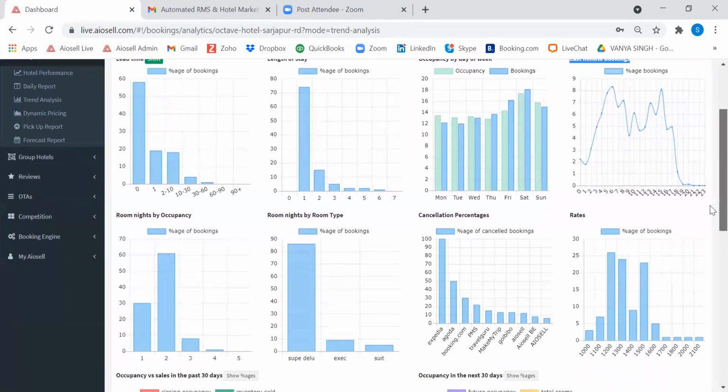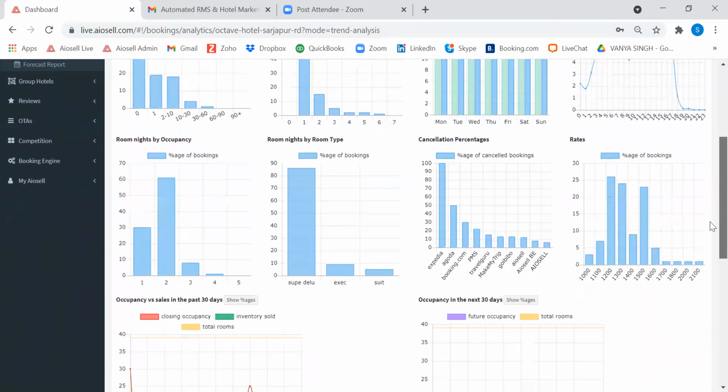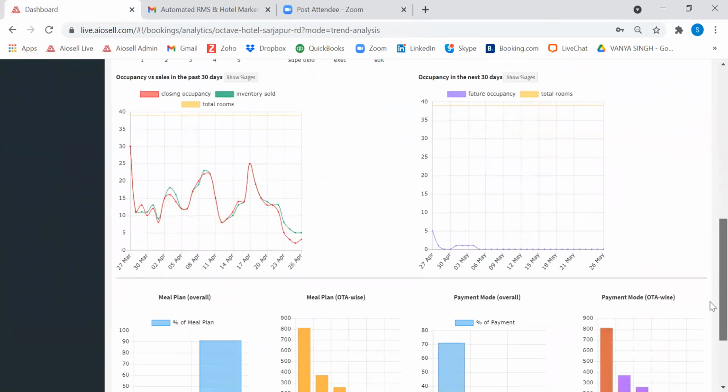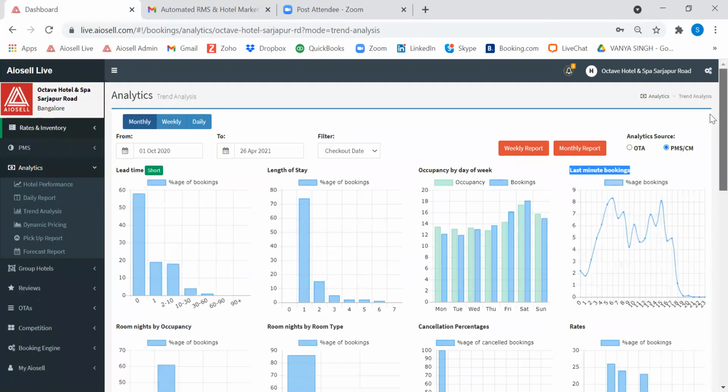There's also trends like room nights by occupancy, by room type. What are the cancellation percentages from various sources? What are the rate ranges which are being booked online? And various other trends that you can see, things like which rate plans are producing, from which OTAs, what the payment mode is like, etc. So these are all the trends.